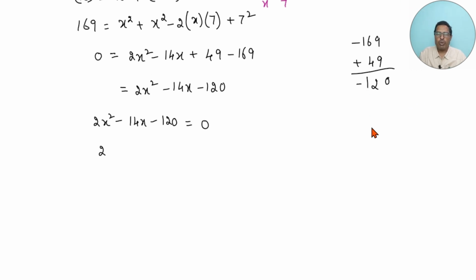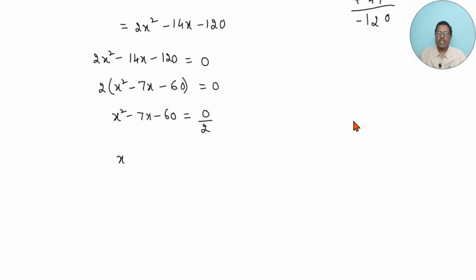Write it down: x square minus 2 sevens are 14 along with this x, here minus 2 sixes are 12, and this 0 as it is equals to 0. Or you just cross multiply this 2 on the other side, we get x square minus 7x minus 60 equals 0 by 2, but 0 by 2 will be 0 itself. So we get the value as x square minus 7x minus 60 equals 0.